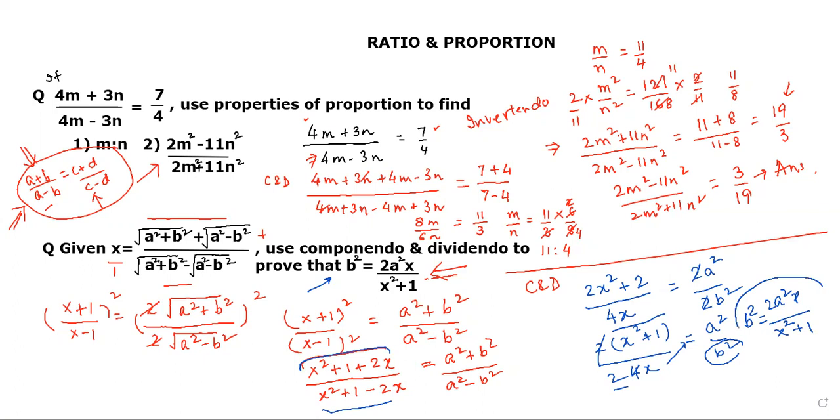All right, I hope you have clearly understood what I have done. I am telling you again, cross multiplication. B square goes on this side, right? 2x goes here. So this becomes 2a square x. And now this x square plus 1 will come in the denominator. Hence, b square is equal to 2a square x upon x square plus 1. And this is how we use componendo and dividendo.